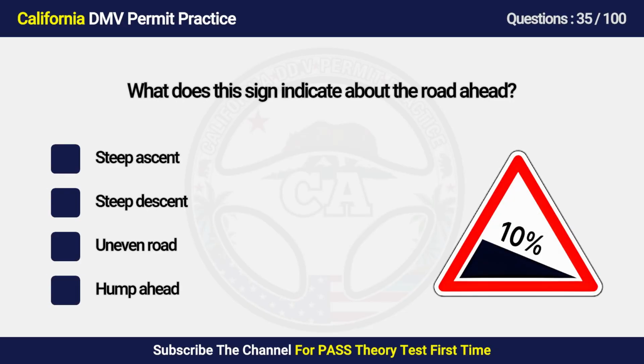A, steep ascent. B, steep descent. C, uneven road. D, hump ahead.